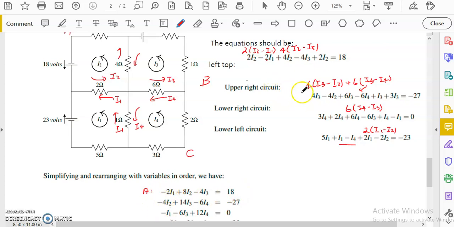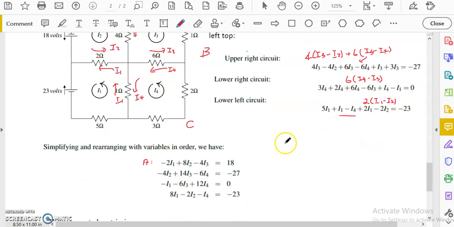The B part is the upper right. I have 0 I1, but I2 is -4. I3 has a lot: 4, 6, then 1, that's 11, and another 3, that's 14. Then there is I4 right here, so it's -6 I4. Combining all the like terms, that would be -24.